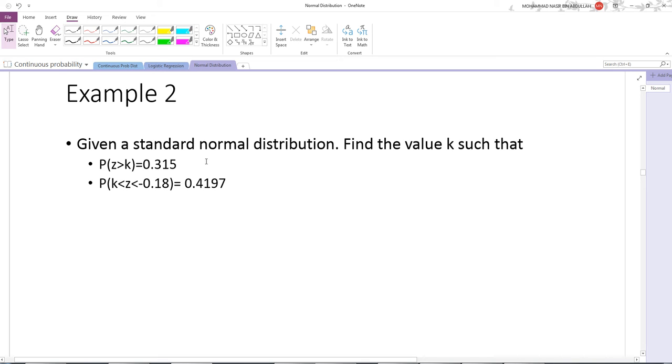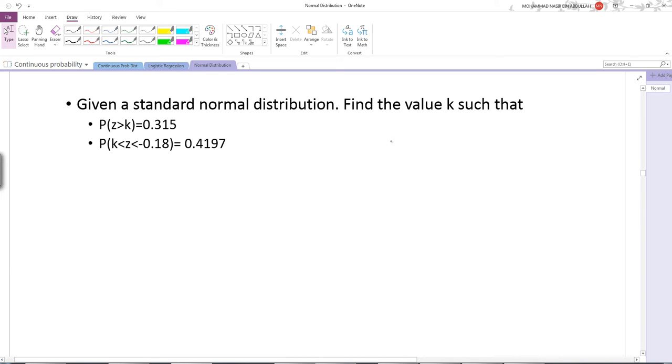So example number 2, they already give us a standard normal distribution, right? So what we are doing in these first 2 examples is just showing you how to calculate from the area of the distribution. Once you already understand how to calculate, then we will go for the statement. Now, given a standard normal distribution, find the value k such that the probability of Z more than k is equal to 0.315.